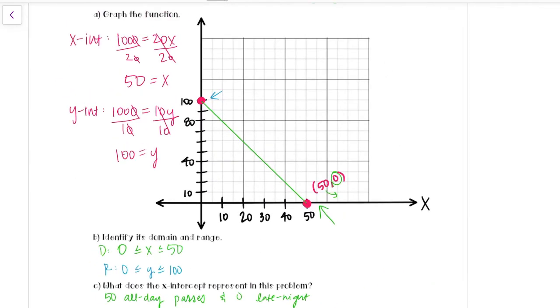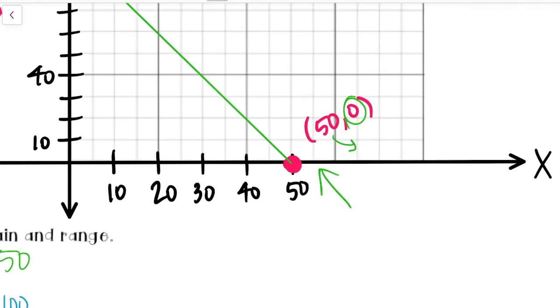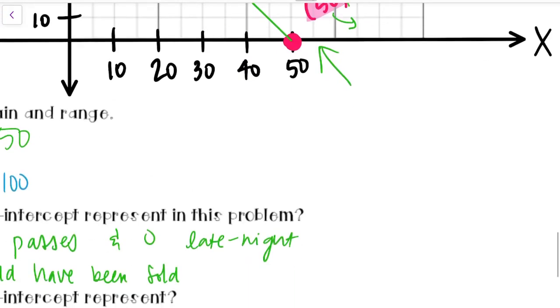And then they don't tell us how many of each we are really dealing with. So 50 all-day passes, 0 late-night passes could have been sold, right? Because we know altogether that they made $1,000. We don't know for sure how many of each they sold. But one possibility was 50 all day, 0 late night.